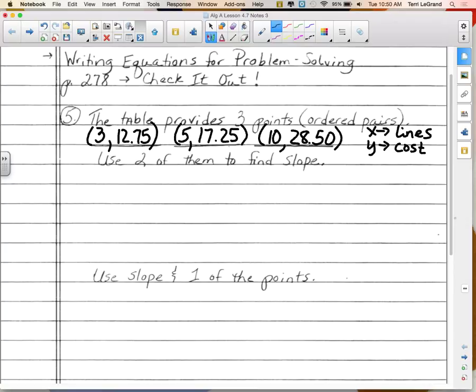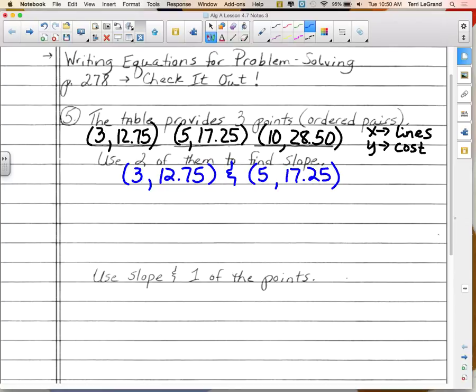Abby, thank you. Which one should we use? 3 and 12.75. And what's your other choice? 5 and 17.25. Okay. Because if we know 2 points, did they tell us what the slope was? Did they tell us what the y-intercept is? No. No, but yet they want us to write an equation in slope-intercept form. So we have to do slope. We gotta start with the slope, don't we?